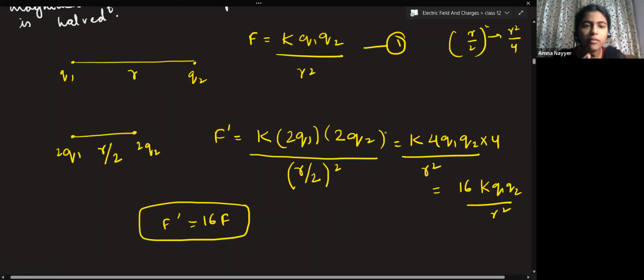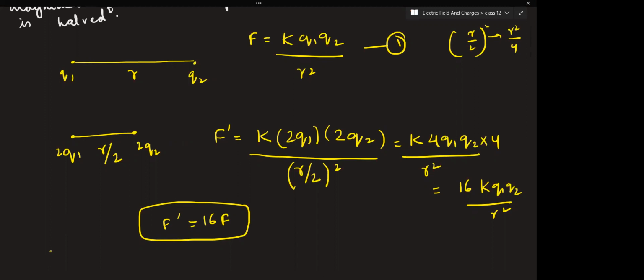So just note down the formula. I think you all have written the question. Just write down this formula. All of you have written this now?